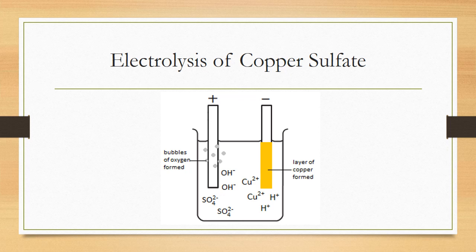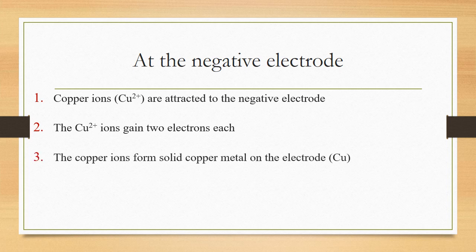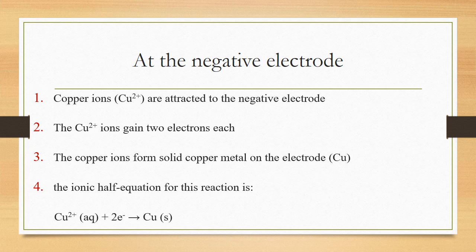So the next example we'll look at is copper sulfate solution. In copper sulfate solution, at the negative electrode, copper ions are attracted to the negative electrode. The copper ions gain 2 electrons each, and form copper metal on the electrode. You see it as copper. And the half equation would be Cu2+ plus 2 electrons gives Cu.